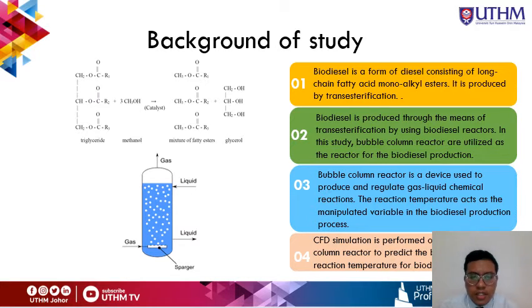For the background of the study, biodiesel is a form of diesel consisting of long-chain fatty acid monoalkyl esters. It is produced by trans-esterification. Biodiesel is produced through the means of trans-esterification by using biodiesel reactors. And for the study, bubble column reactor is chosen for the process to produce biodiesel. And bubble column reactor is a device used to produce and regulate gas-liquid chemical reactions.